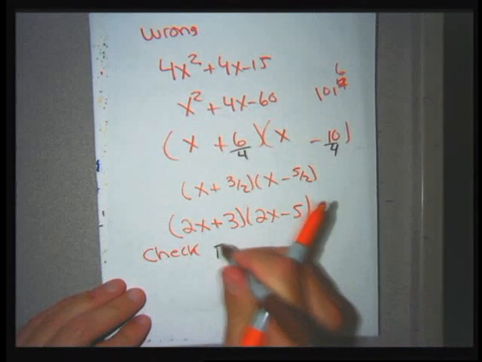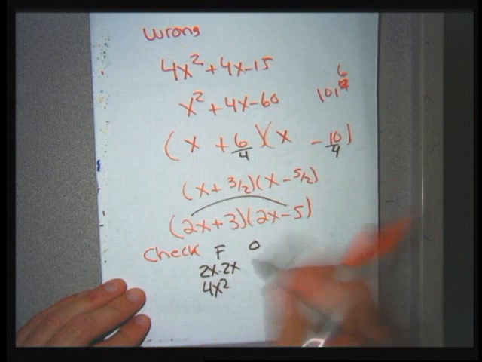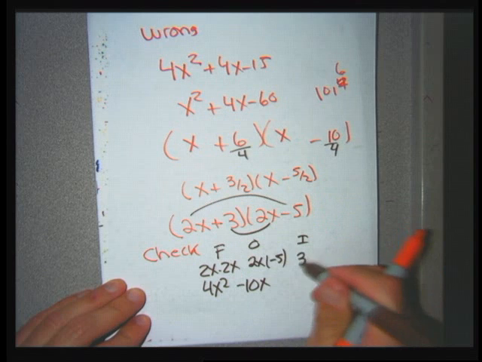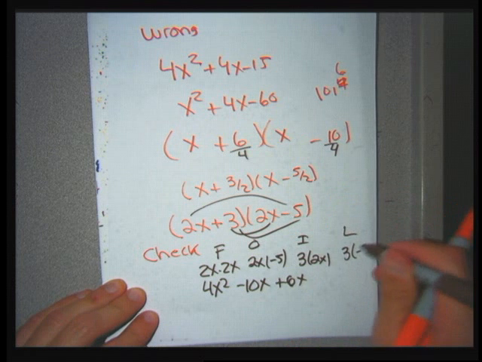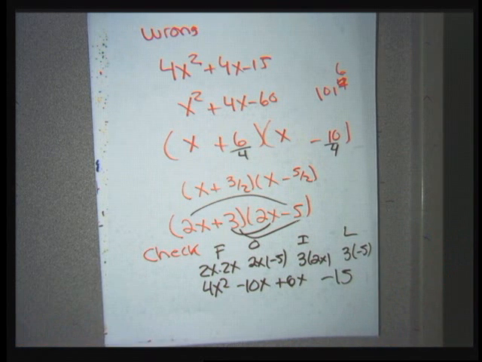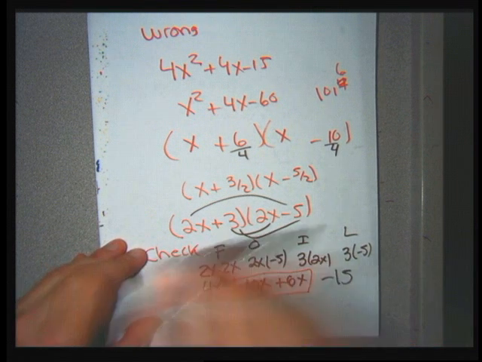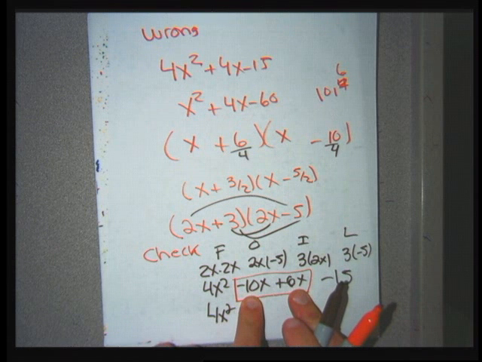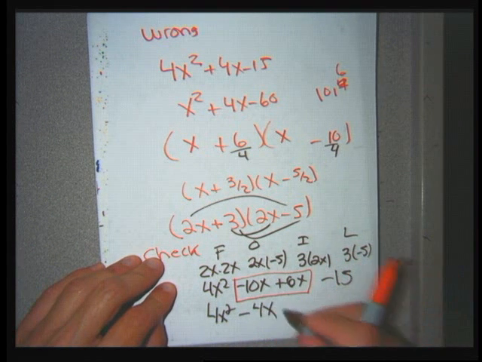So if I was checking this, I do my firsts, which are 2x times 2x, which is 4x squared. The outers are 2x times minus 5, which is a minus 10x. The inners are 3 times 2x, which is a positive 6x. And the last, 3 times minus 5, is a minus 15. And generally when I FOIL, it's just the outers and the inners that can be combined. That's the case here. I'm going to bring down my 4x squared. Because the outers and the inners have opposite signs, I know I'm subtracting the numbers in front of the outers and the inners. And when I do the subtraction, I take the sign of the bigger number. This minus 10 and this positive 6 are going to give me a minus 4x. Then I bring down the minus 15.